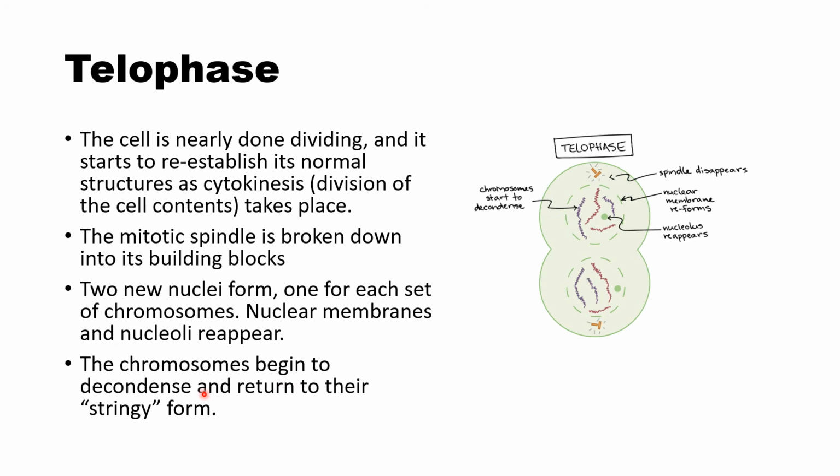So 'di ba doon sa prophase, sa metaphase, nagko-condense yung mga chromosomes to facilitate yung pag-divide nila. Pero dahil nag-divide na sila doon sa anaphase, dito sa telophase naman, yung mga chromosomes na yun will begin to decondense and return to their stringy form. Parang ito. Hindi na sila masyadong crowded, hindi na sila masyadong compact.